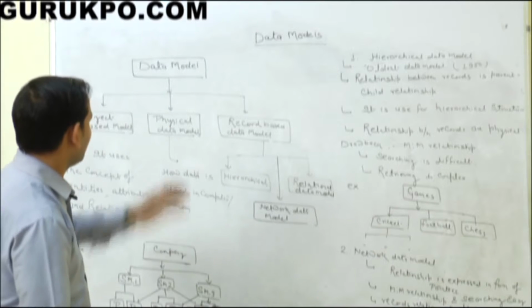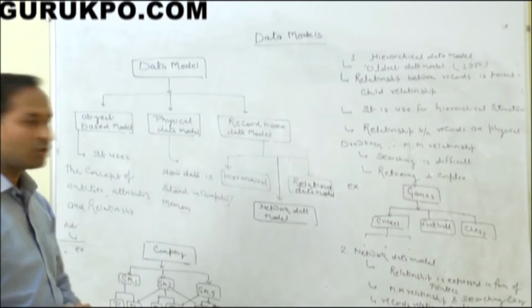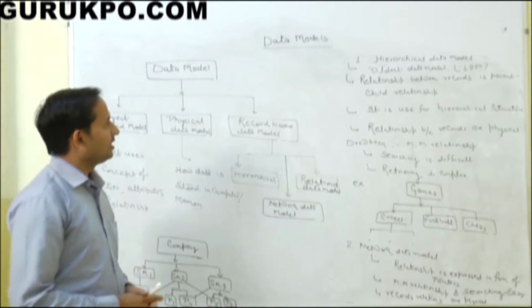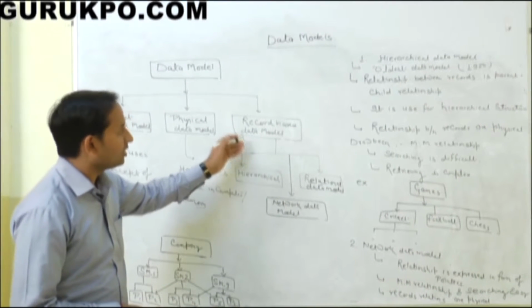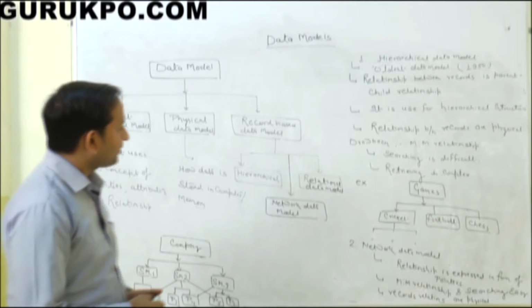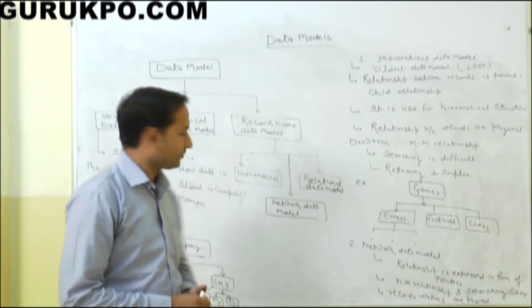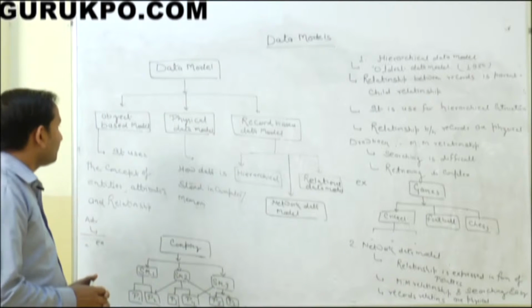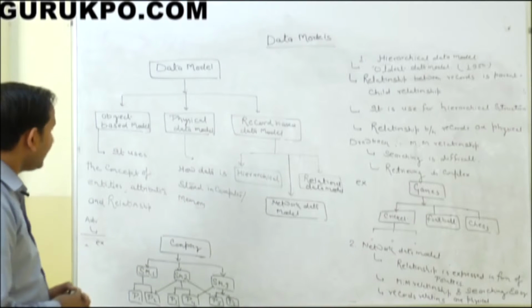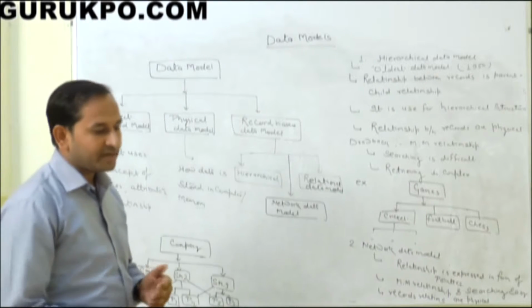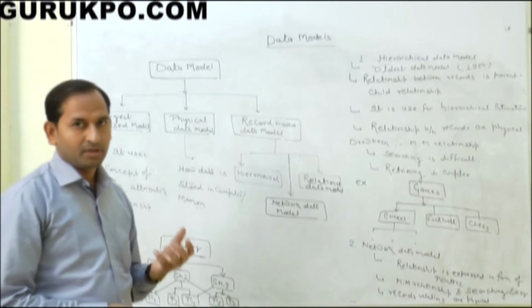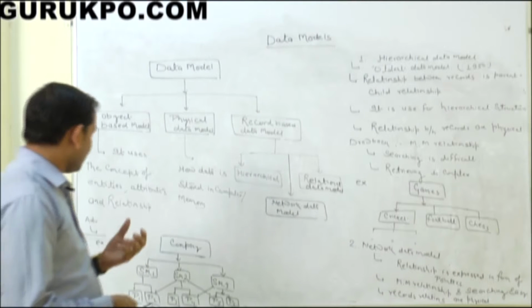Now the main point, data models. We have three kinds of data models. First one is the object-based data model, second one physical data model, and last one is the record-based data model. Record-based data model is further categorized into hierarchical data model, network data model, and relational data model. First, object-based data model. It uses the concept of entities, attributes, and relationship. The primary objective of the object-based data model is to provide security from the customer's point of view.